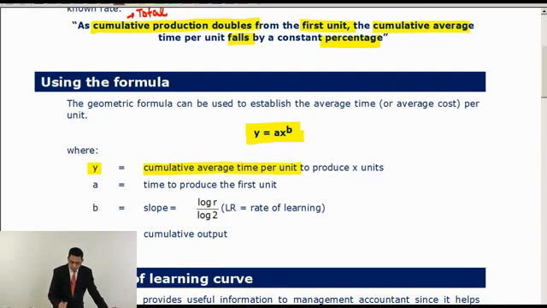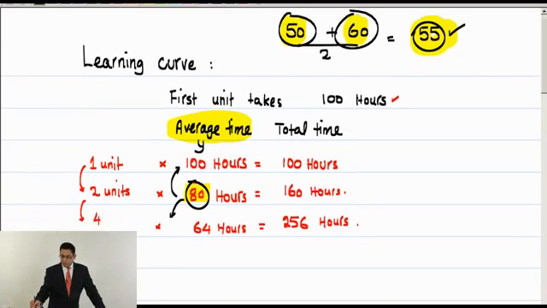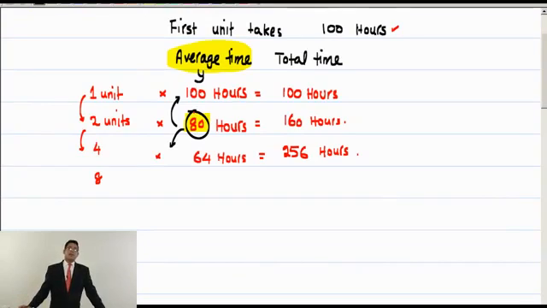So if I go back to my little example, you can call these the values of y: 100 hours, 80 hours, 64 hours, which was the average time. These are the values of y. Now you would appreciate why the formula is important. What if the examiner keeps on doing this doubling impact? An examiner says we are applying the learning curve when 5,000 units were produced. Can you carry on with this table to 5,000 units?